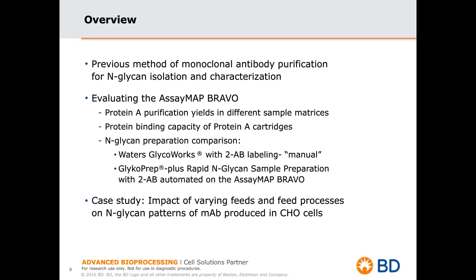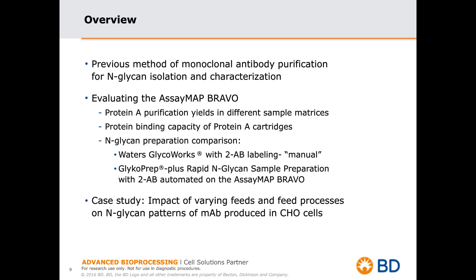We assessed protein purification yields in different sample matrices. These are the typical sample matrices that we encounter with our CHO cell culture media. Also, the protein binding capacity of the Bravo protein A cartridges was assessed.